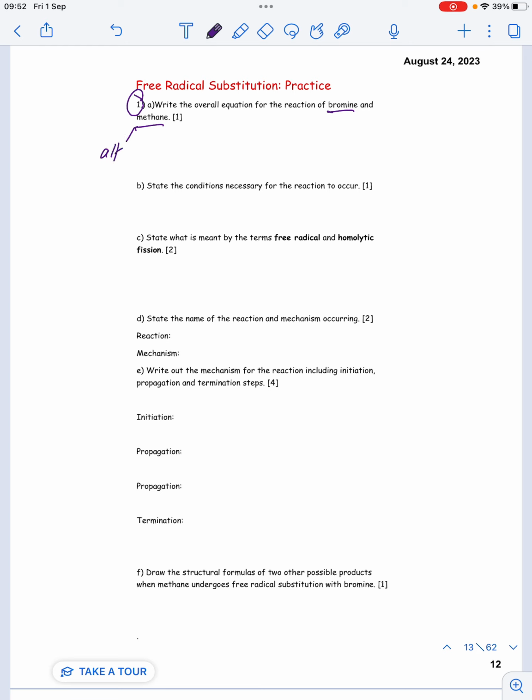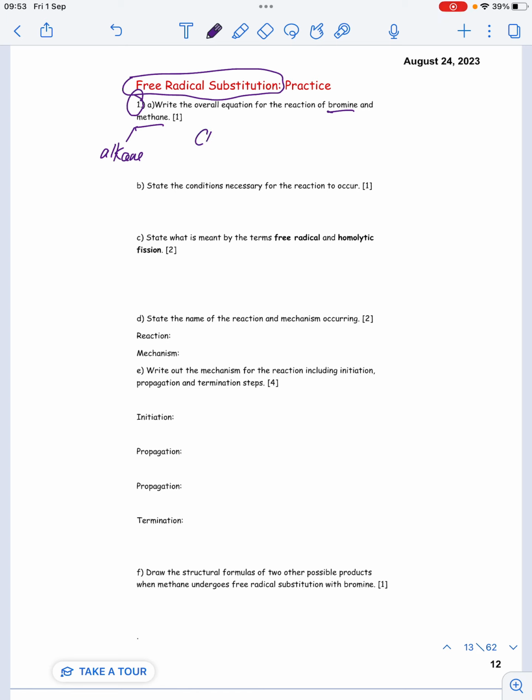Methane is an alkane. The only reaction that we learned for alkanes is free radical substitution. Now, obviously in this case, the name is right above us, but on an IB question, that won't be the case. So you'll have to decide which reaction you're dealing with. So we're doing free radical substitution. Substitution means we're going to replace one thing with another thing. So one atom with another atom generally.